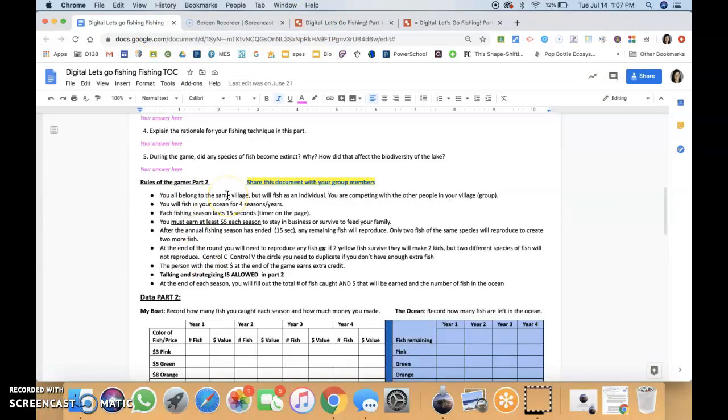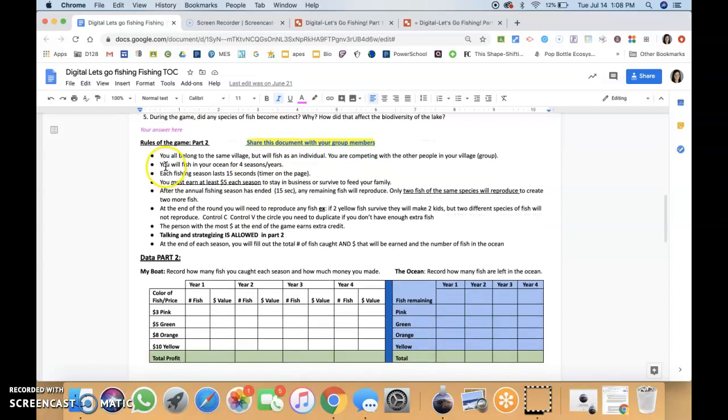But you're going to start off the same way. Each of you is part of a village, but you're also an individual fisher person, and you are responsible for maintaining your own family's welfare as well as the village's. So you're going to fish in your ocean for 4 seasons or 4 years. Each fishing season, again, lasts 15 seconds, and you can use that timer again. You have to earn at least $5 each season in order to survive and stay in business. So if for some reason there's a year where you don't make $5, you unfortunately have starved and you don't exist anymore for the rest of the activity.